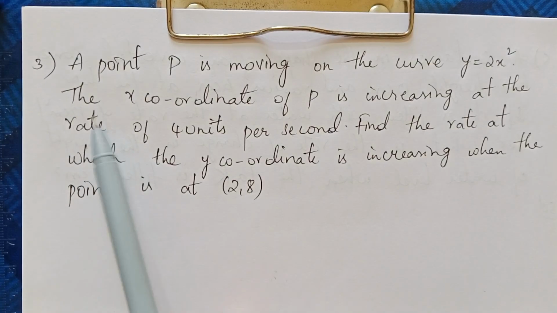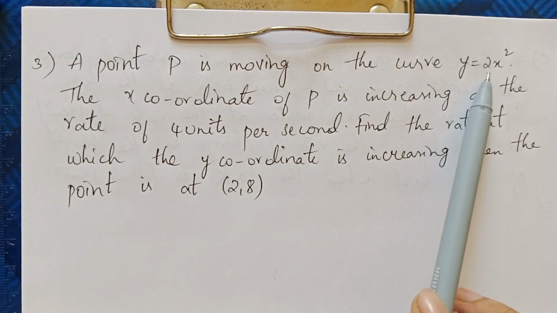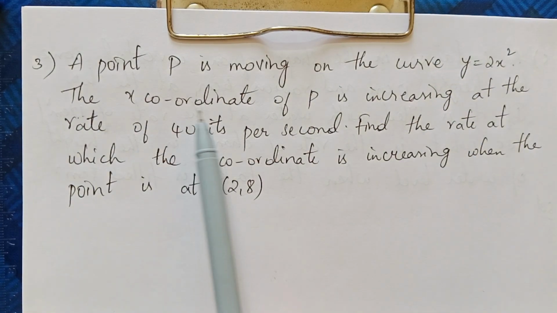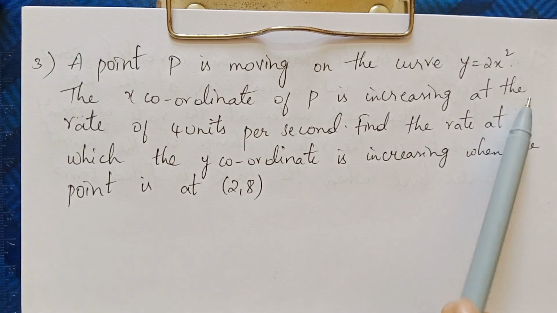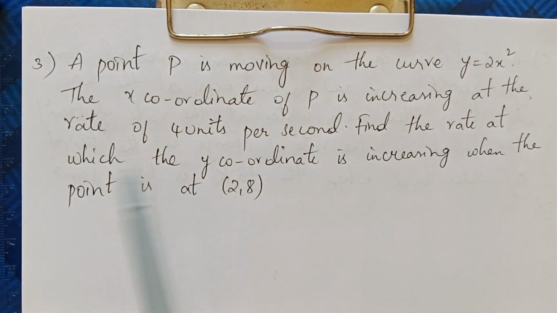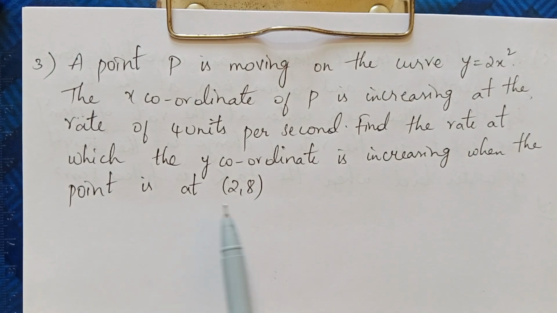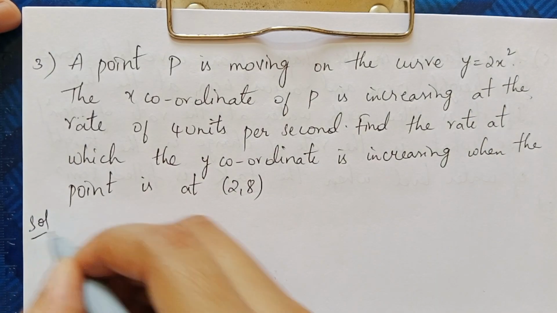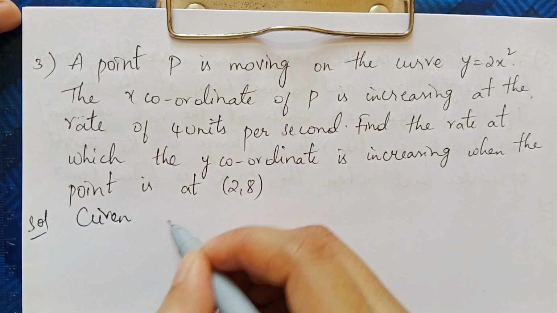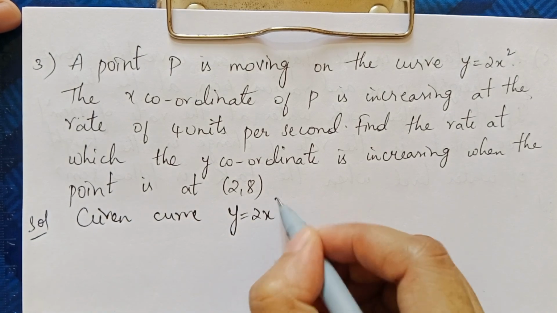Third question is, the point P is moving on the curve y is equal to 2x square. The x coordinate of P is increasing at the rate of 4 units per second. Find the rate at which the y coordinate is increasing when the point is at (2, 8). So here the given curve is y is equal to 2x square.